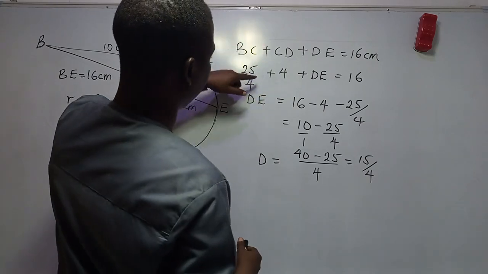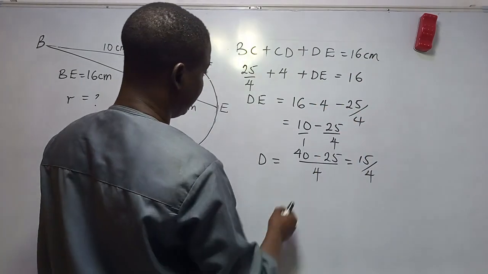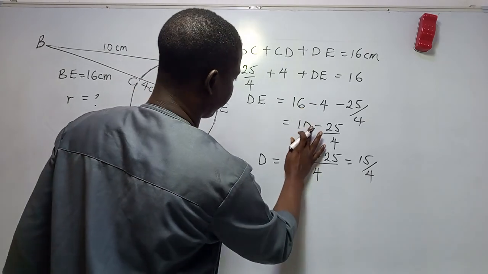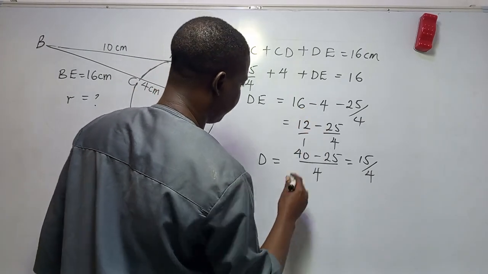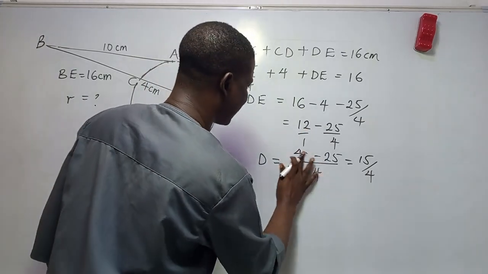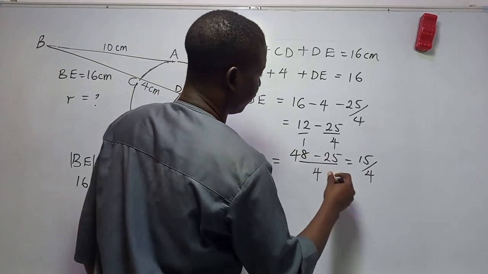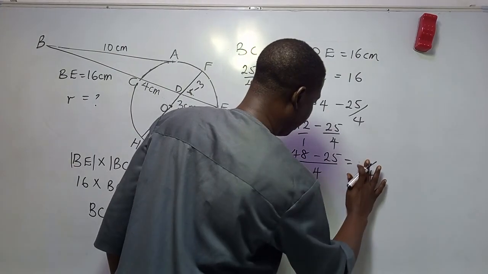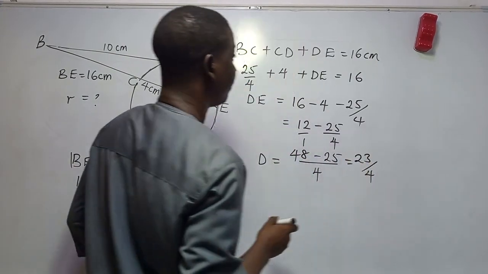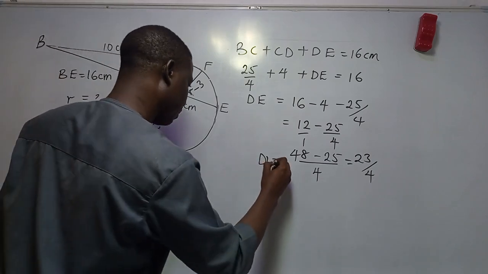Let's check it again. We move this and this to the other side. So this one is 12. Sorry, 12. So 4 divided by 1 is 4. 4 times this is 48. So 48 minus this will give us 23. Sorry for that. So 23 over 4 is our DE.